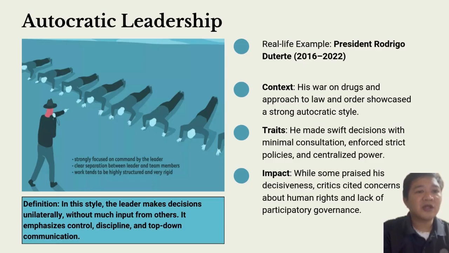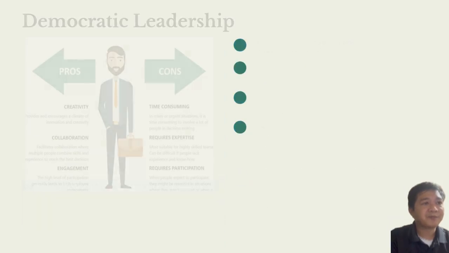Autocratic leadership is strongly focused on command by the leader, with clear separation between leader and team members, and its work tends to be highly structured and very rigid.